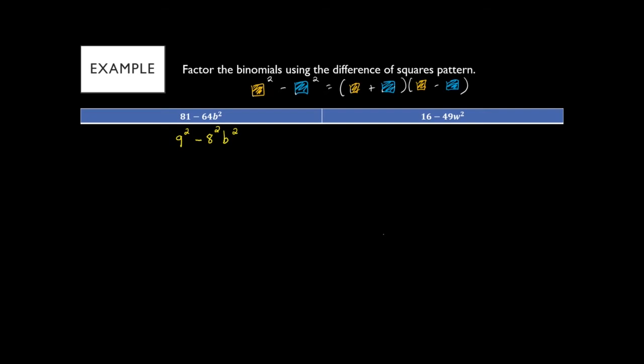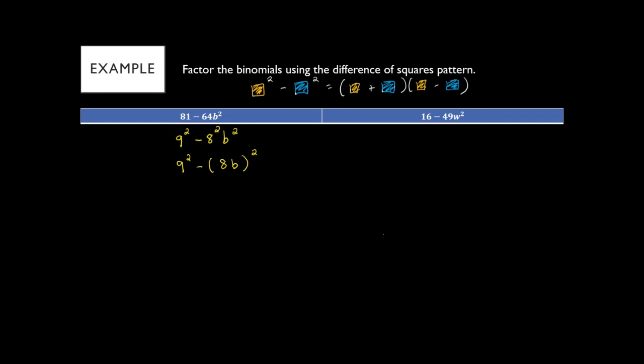Now notice that the 8 squared b squared is not exactly in our form, because in our pattern we have a single exponent of 2, and here we have 2 exponents of 2. But there's a nice little trick where this is the same thing as if you put the 8b together and then you squared it. And now it's in our form. 9 is the orange, 8b is the blue. So now we have something squared minus something squared.